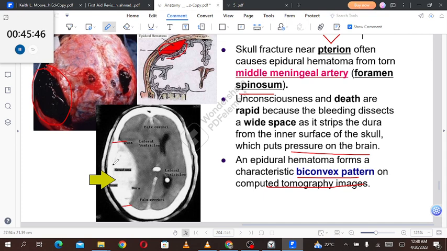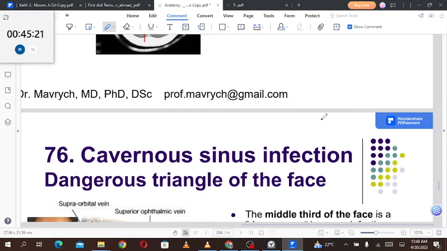So because the pressure is being exerted on the brain, there will be midline deviation. Deviation from the midline will be there on the opposite side, and there will be excessive pressure applied on the brain, and the vital structures of the brain can be compressed, or the brain can herniate, specifically the brainstem, if it is herniated below the foramen magnum due to the pressure effects of the epidural hematoma, that can lead to rapid death. So skull fracture, unconsciousness and death are rapid in the case of epidural hematoma.